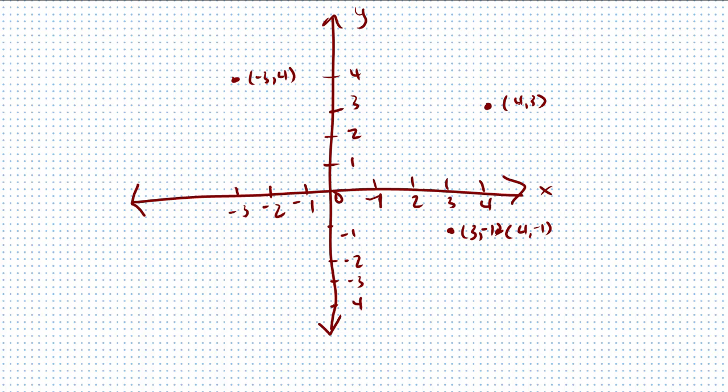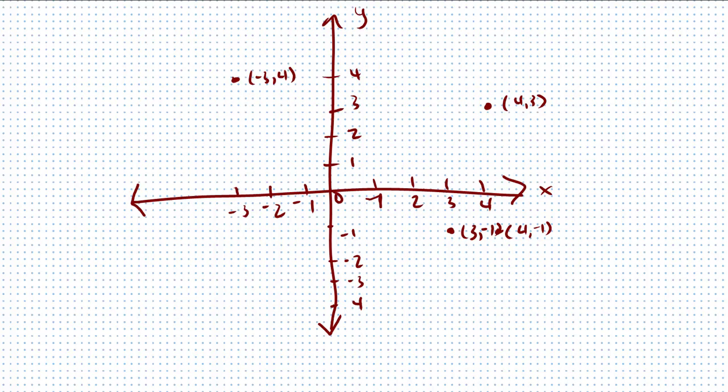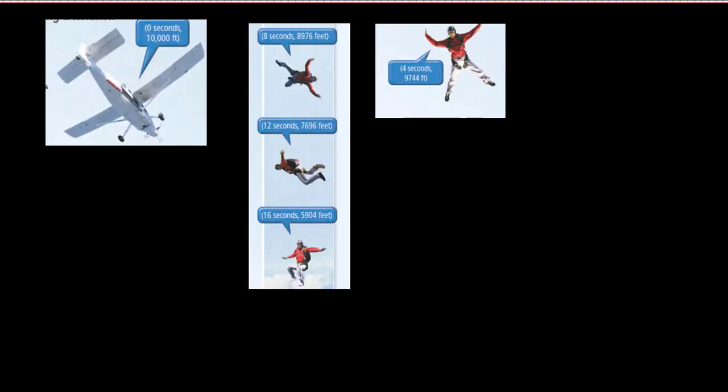All right? So a relation is a set of pairs of input and output values. And what did I do? I represented them in ordered pairs, a mapping diagram, a table of values, and finally in a graph. Now let's just practice what we reiterated about the ways to represent those relations. We talked about that they can be represented with ordered pairs, a mapping diagram, a table of values, or a graph. Or all four of them, right?